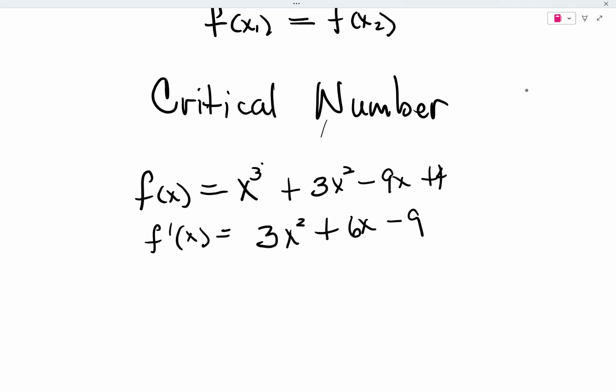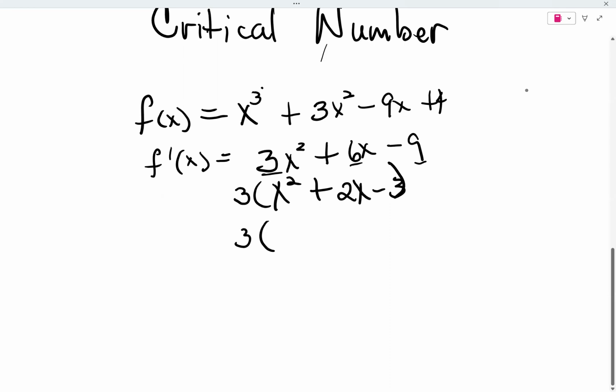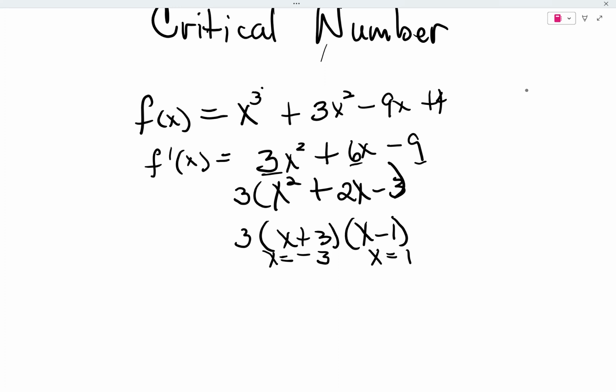And if you consider the fact that I'm going to factor this, taking out the 3, which is common to all three terms, right? This is going to leave me with x squared plus 2x minus 3. And I'm now going to factor this. And when I factor this, I end up with an x plus 3, and I end up with x minus 1 as a factor, which means that I have two critical numbers. What I mean by that is, when I solve for x, I'm solving for -3, so x equals -3, and here I get x equals +1.